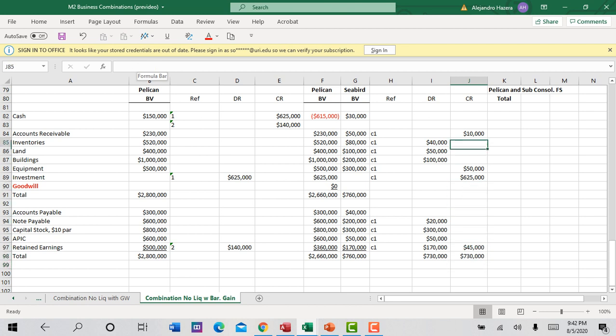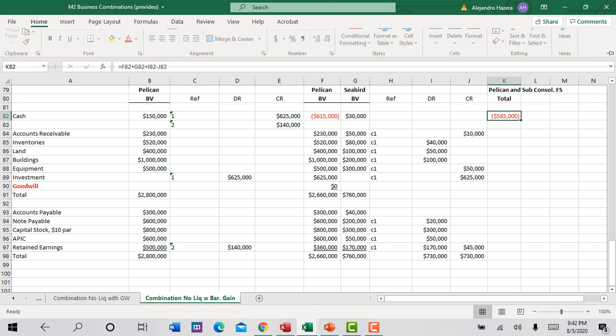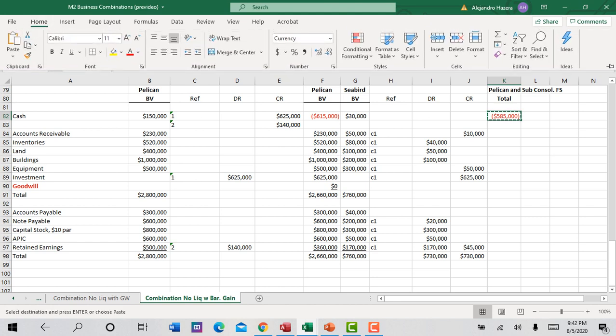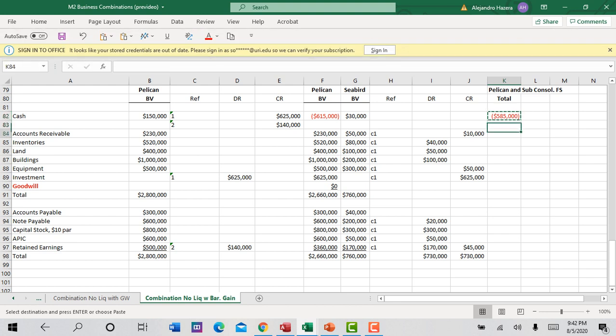Okay, so now we're ready to finish our consolidation. And I hope I have enough time for the logic. For assets, you're going to take Pelican plus Seabird plus the debit minus the credit, and that should give you your final balance. If you have a big negative balance in cash, don't worry about it. Okay, you know, the management would have to, but right now, don't worry about it. Okay, so I'm going to go ahead and copy these down and check them against my numbers that I have.